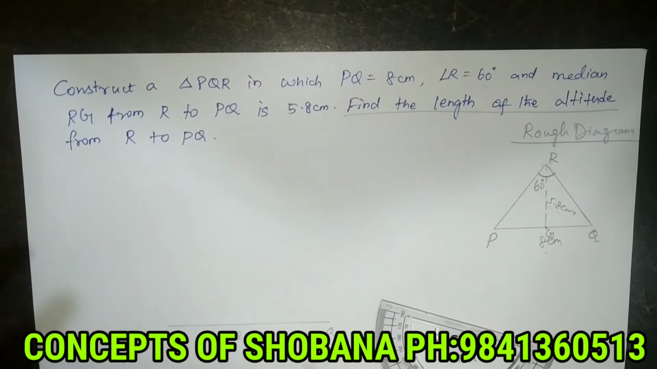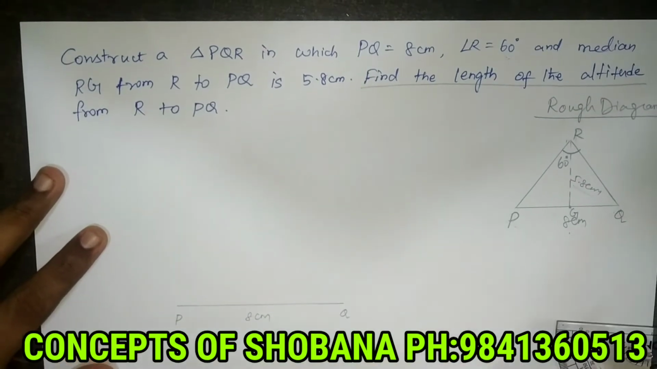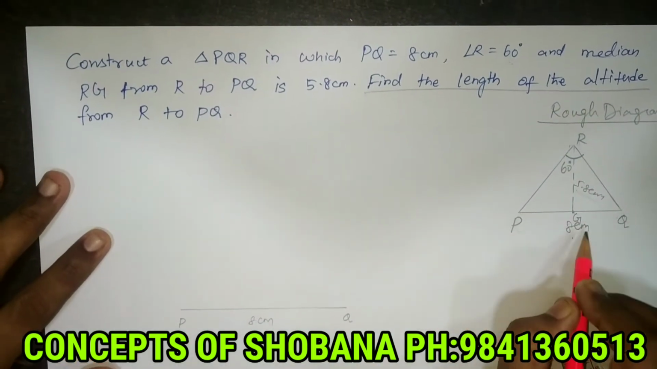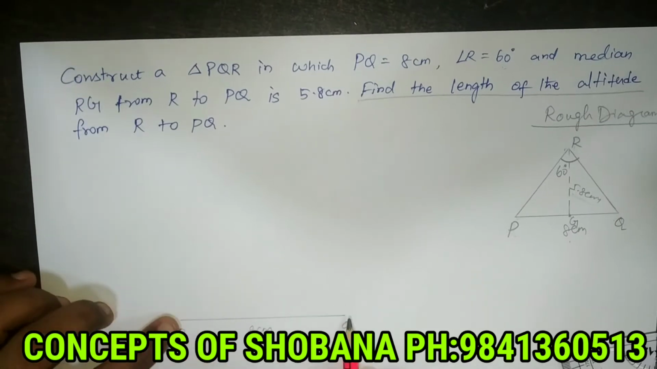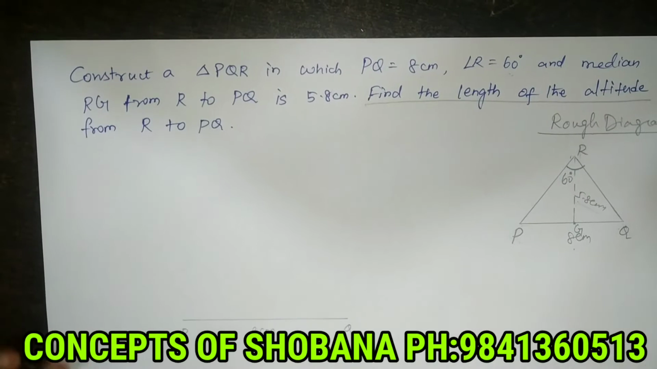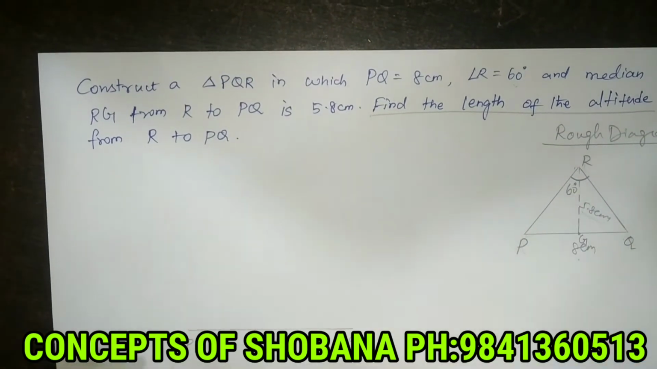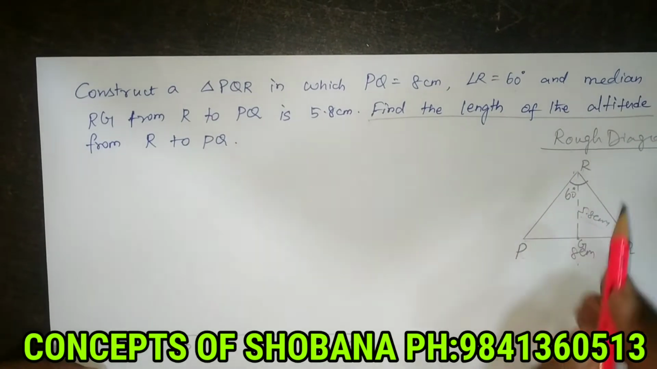So first, what is the first step? Drawing a triangle. So for constructing a triangle, first we need PQ as 8 cm. So now I have drawn PQ to be 8 cm. The line segment PQ is 8 cm. That is step 1. Next, what you have to do? Look at the vertical angle. Vertical angle is 60 degree.